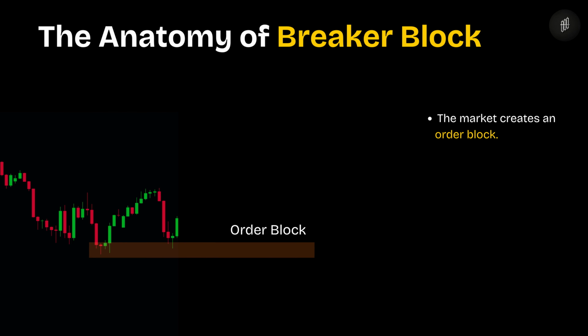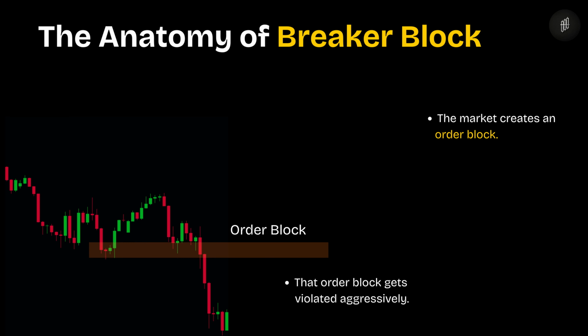The anatomy of a breaker block. A true breaker block only forms when a very specific sequence of events unfolds, and understanding this anatomy is what separates accurate identification from pure guessing. First, the market creates an order block, a zone where price attempted to reverse and where retail traders usually expect a major shift. Then comes the key moment. That order block gets violated aggressively by a strong institutional move, completely invalidating the idea of a reversal and showing that smart money has no intention of turning the market around.